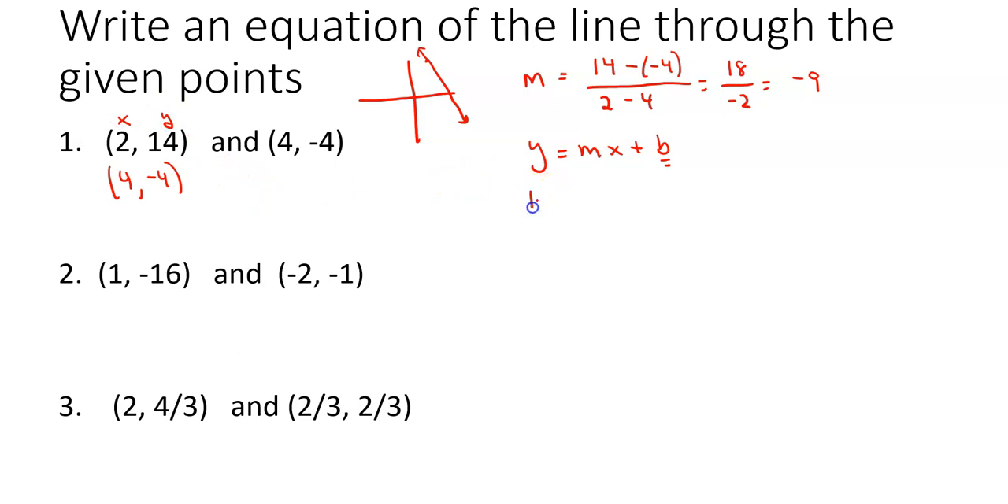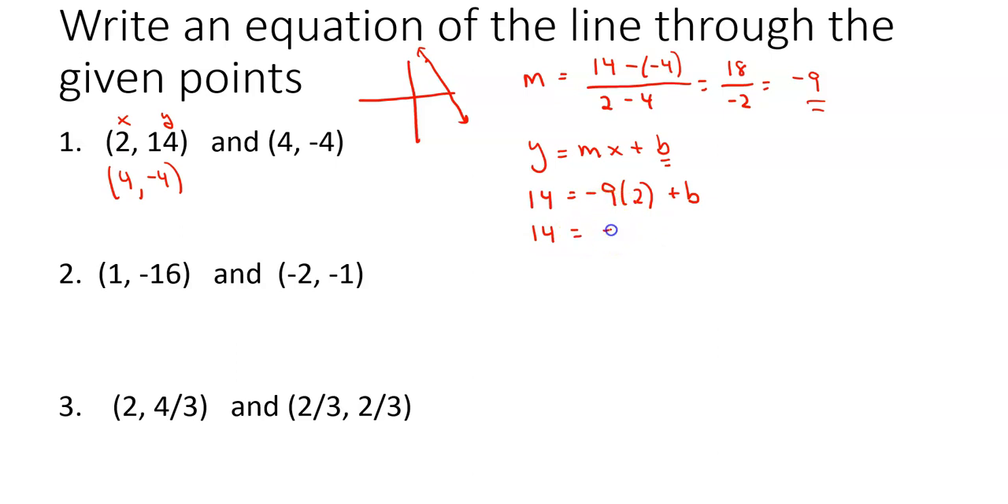So I'm going to put the 14 in for y. I'm going to put that negative 9 in for m, right? Because I found the negative 9 when I calculated the slope. And then I'll put the 2 in for x. And I've got it. I've got something in there for everything except for that b. Work through the couple of steps to solve for b.